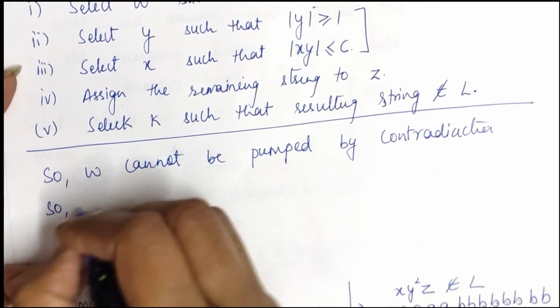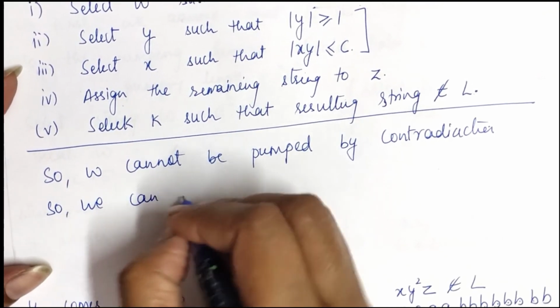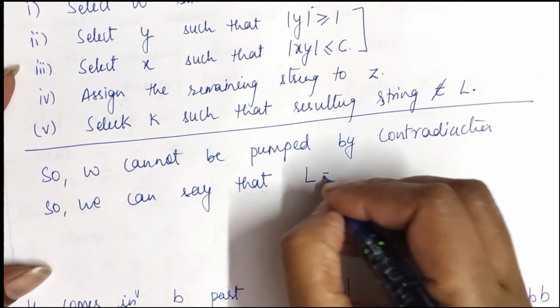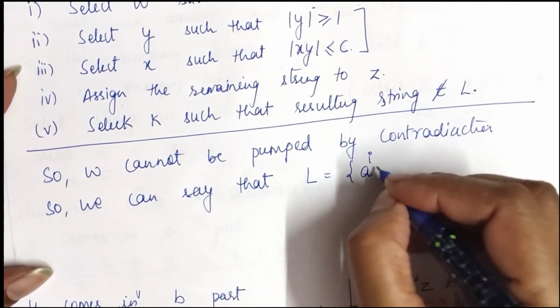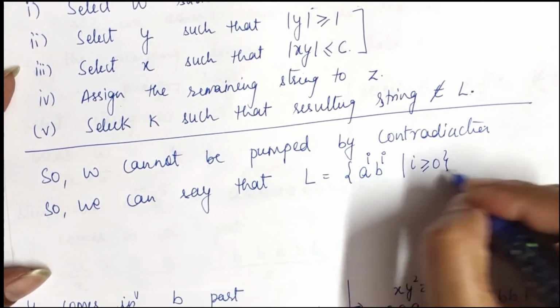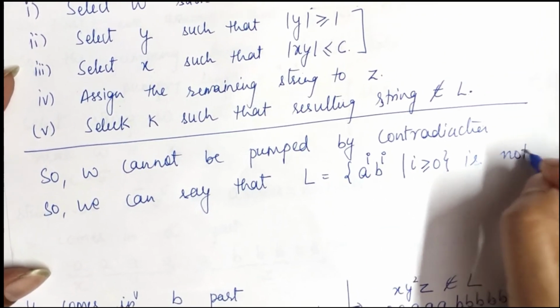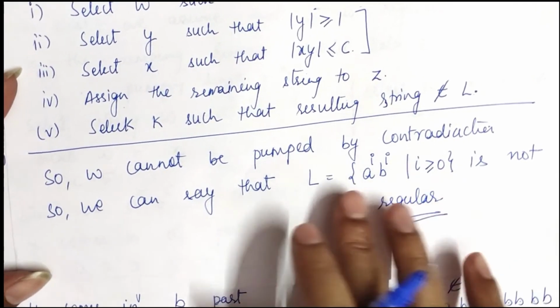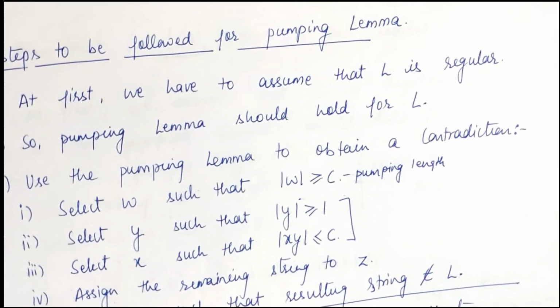So thus we can say that L equals a to the power i, b to the power i, where i is greater than or equal to 0, is not regular. This is how we prove, with the help of the pumping lemma, that this particular language is not regular.